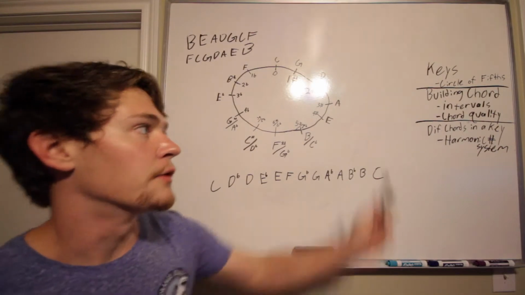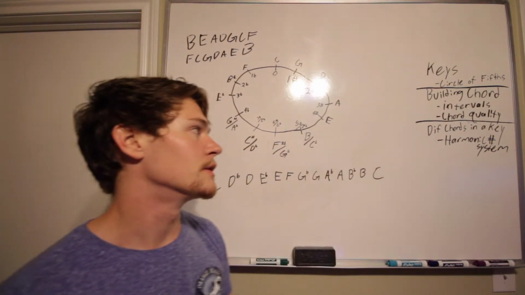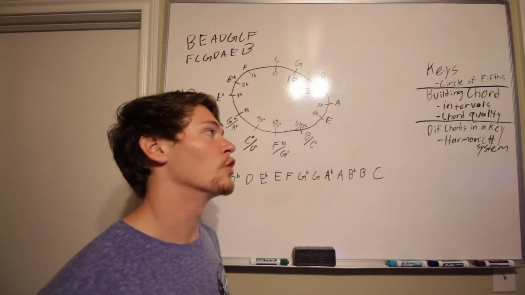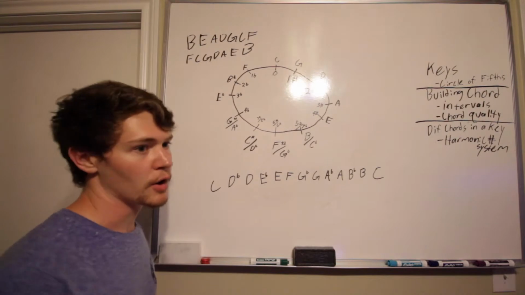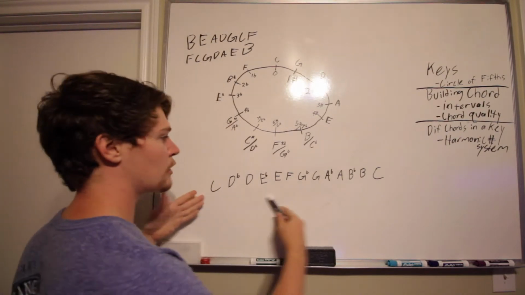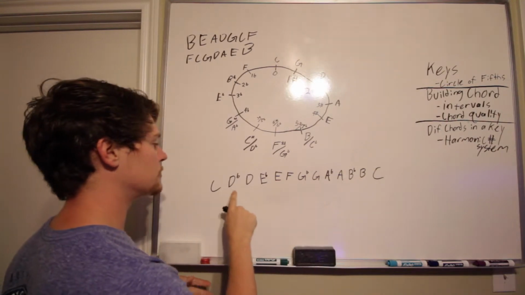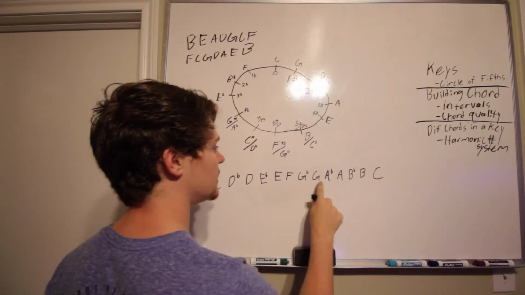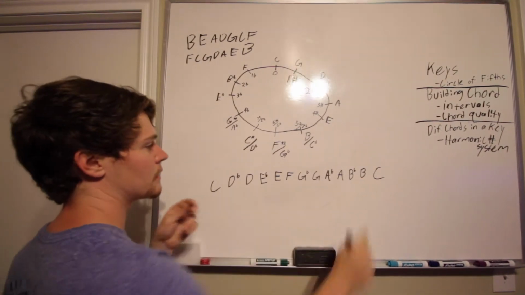Alrighty, now that we're done with the circle of fifths, we're going to start talking about building chords, and to build chords you have to know intervals. Basically, you have 12 notes. There are a total of 12 notes: 1, 2, 3, 4, 5, 6, 7, 8, 9, 10, 11, 12, not including the C because it's the same as 1.